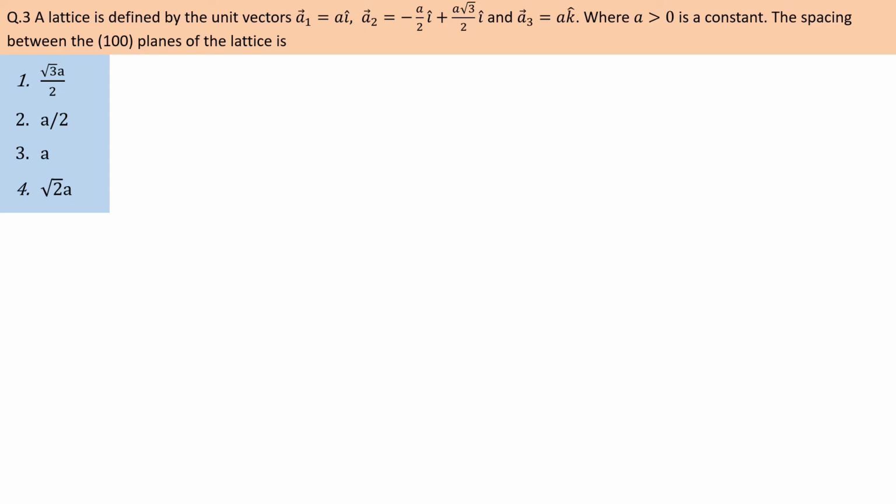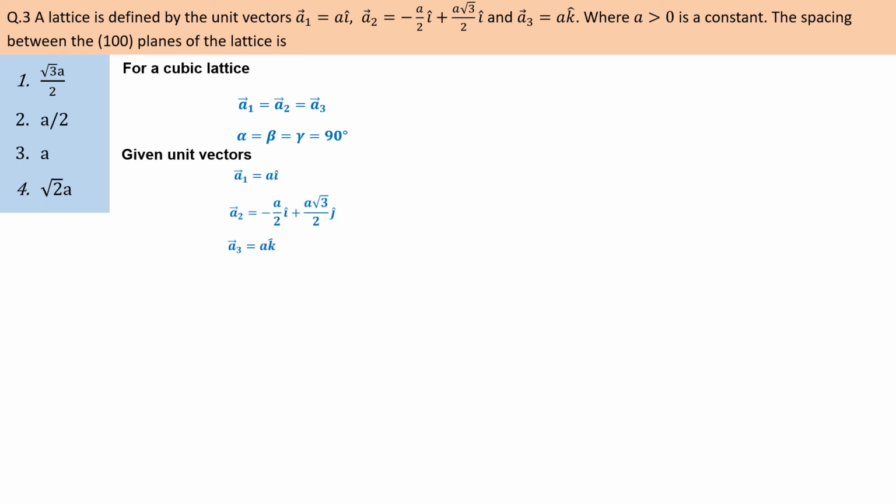Let us first understand the geometry of the lattice. This is not a cubic lattice because all 3 unit vectors of a cubic lattice remain the same and all 3 angles also remain 90 degrees. While in the question, the 2 unit vectors a1 and a3 are the same, the magnitude of the a2 unit vector is also the same. But talking of angles, the angle between a1 and a3 is 90 degrees, but the a2 vector is at a 120 degree angle from the a1 vector.